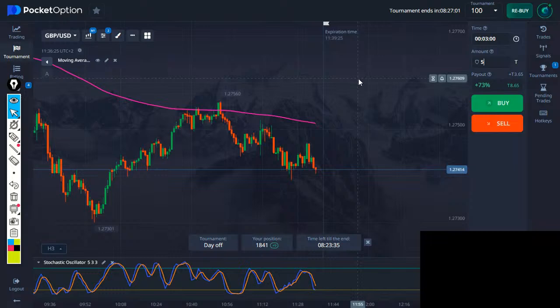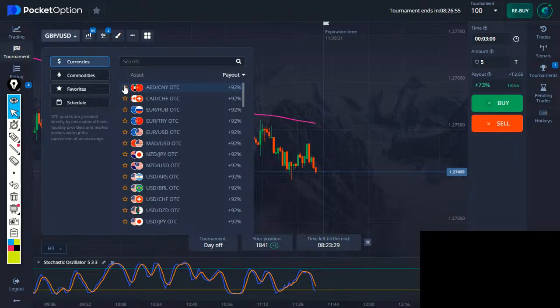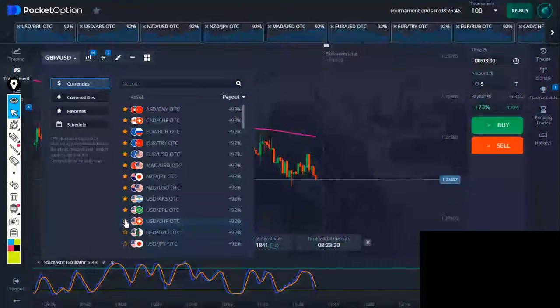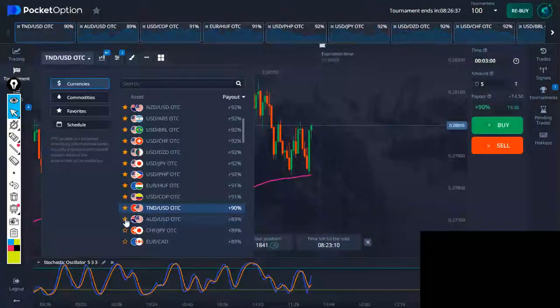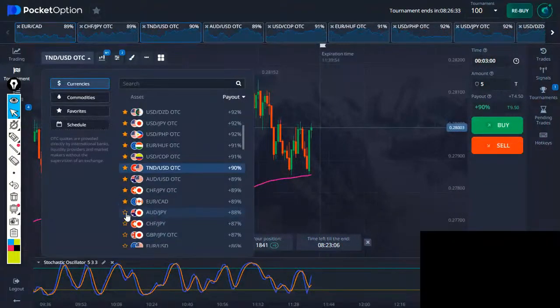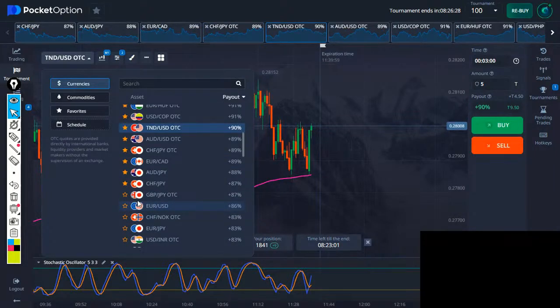Next thing you have to do is to select high payout pairs. So let's do this. I'll try to trade also live market if we see decent setups.